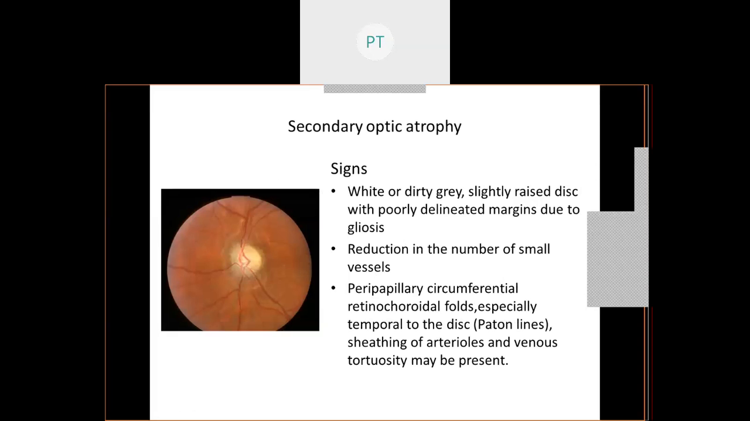So how is it seen? It is seen as a white or dirty gray, slightly raised disc with poorly delineated margins due to gliosis. There's reduction in the number of small vessels on the disc again, and you do get peripapillary chorioretinal folds, especially temporal to the disc, which are known as Paton's lines. And they can be sheathing. You can see these vessels acquiring white sheathing of the arterioles, and venous tortuosity may be present.